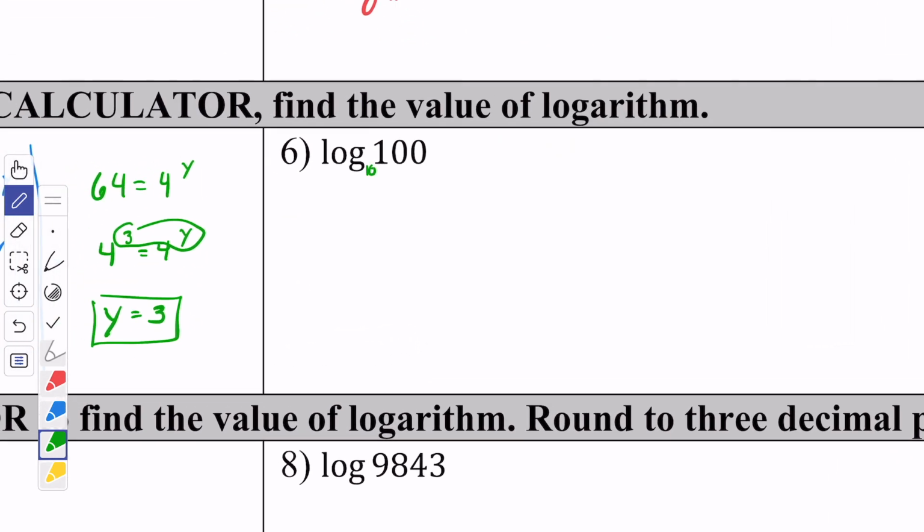Problem 6, I got log base 10 here, so it's asking 10 to what power? I'll write my y there. Equals 100. 10 to the y equals, this is 10 squared, so y equals 2.